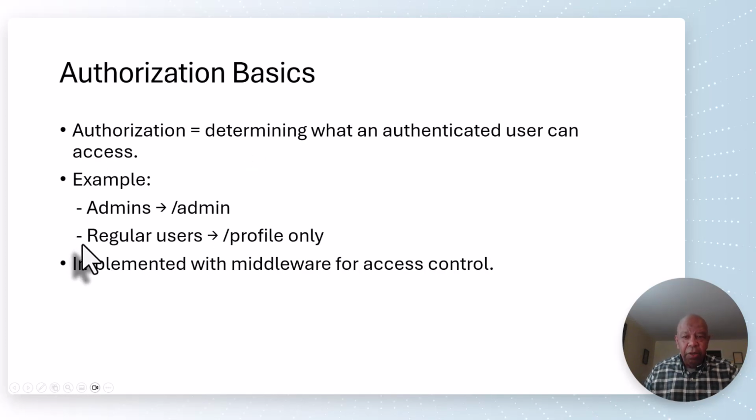Authorization determines what an authenticated user can access. For example, we might have a situation where if I'm identified as an admin, I go to the admin route. If I'm a regular user, I go to the profile-only route. And within those folders is code that determines what action needs to be done. This is implemented with middleware for access control.